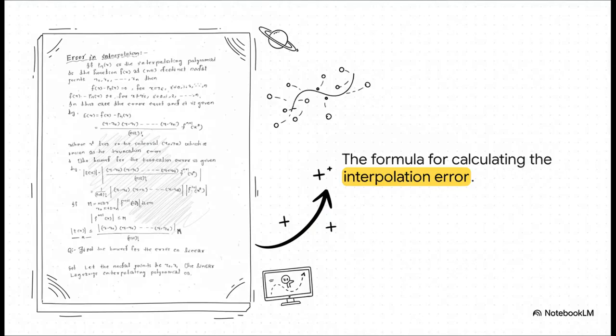They've got a formula for everything, right? So this right here is the formula for what's called the interpolation error. Basically, it gives us a way to figure out the potential gap between what our polynomial predicts and what the real true value might be. Now, you don't need to memorize this thing. The big takeaway is just knowing that mathematicians have a way to measure the uncertainty.